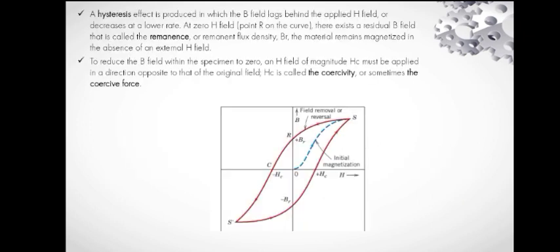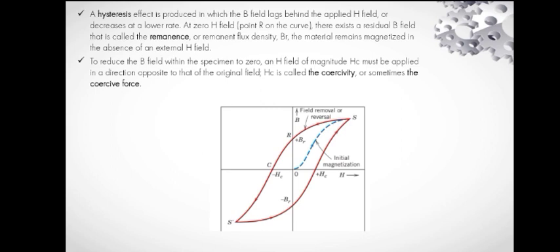So let's proceed to this. A hysteresis effect is produced in which the B field lags behind the applied H field, or decreases at a lower rate. At zero H field, point R on the curve, there exists a residual B field that is called the remanence, or remanent flux density, B sub R. The material remains magnetized in the absence of the external H field.